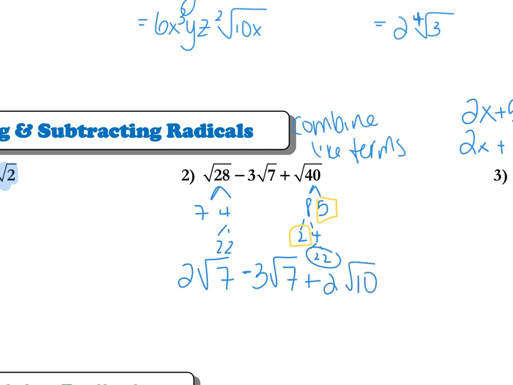Then you only combine the ones that are the same, which in this example would be the root 7s. So my final answer is negative root 7 plus 2 root 10. Remember that you do not add the insides together. You just combine the like terms.